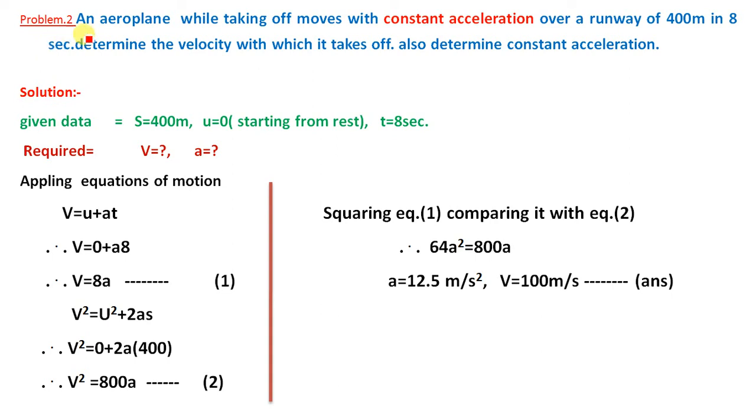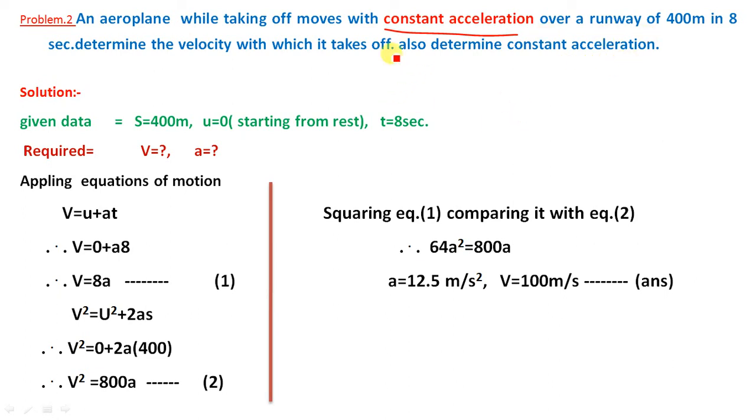Second problem. An aeroplane while taking off moves with a constant acceleration, that is a is constant, over a runway of 400 meter in 8 seconds. Determine the velocity with which it takes off. Also determine the constant acceleration.